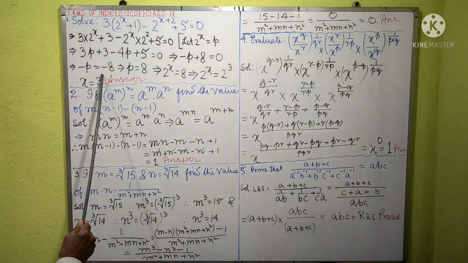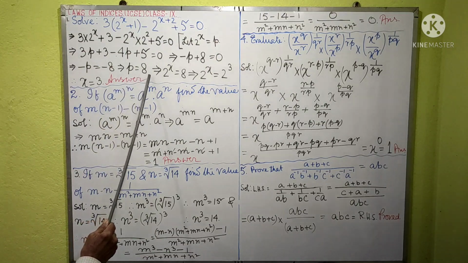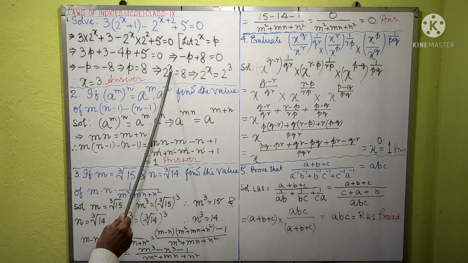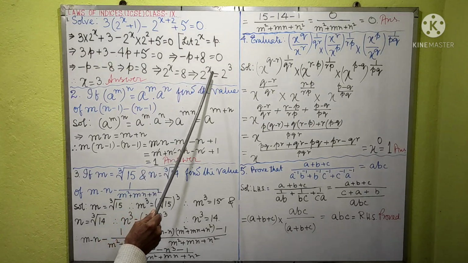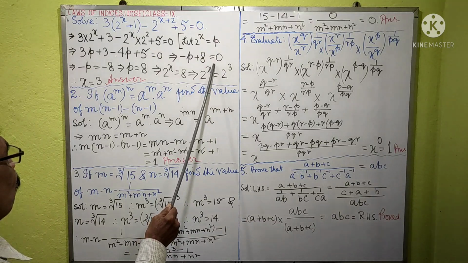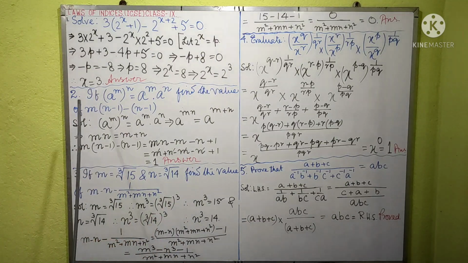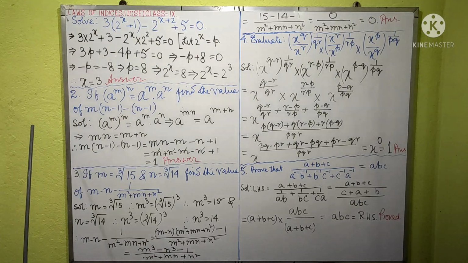Or you may say 3p minus 4p equals minus p, plus 8 equal to 0, or minus p equal to minus 8, therefore p equal to 8. And p means 2 to the power x, therefore 2 to the power x equal to 8, or 2 to the power x equal to 2 cube. So you can say that x equal to 3.